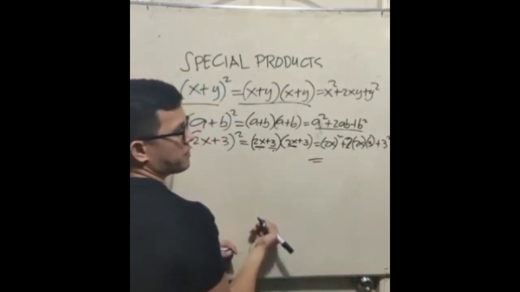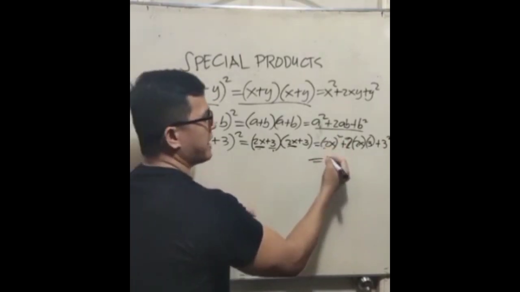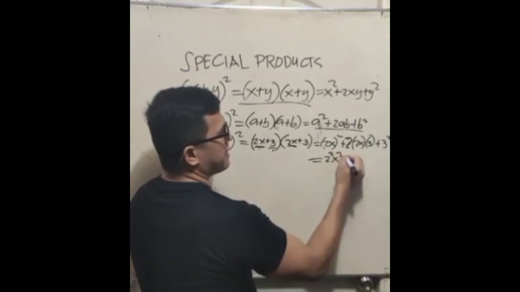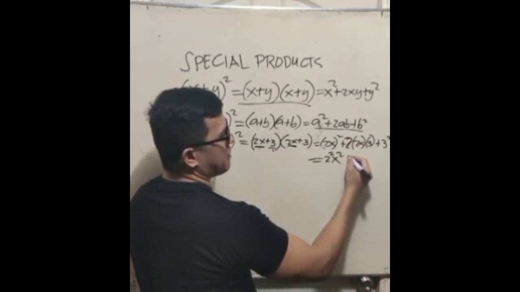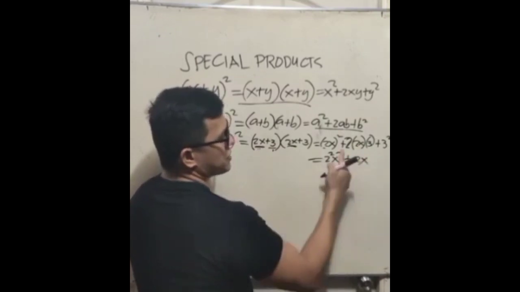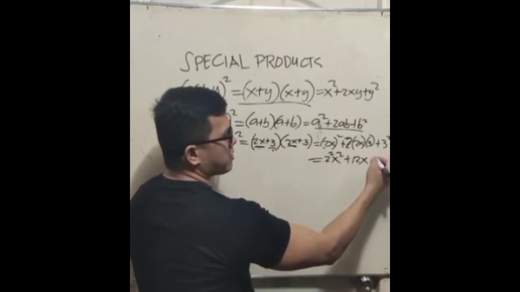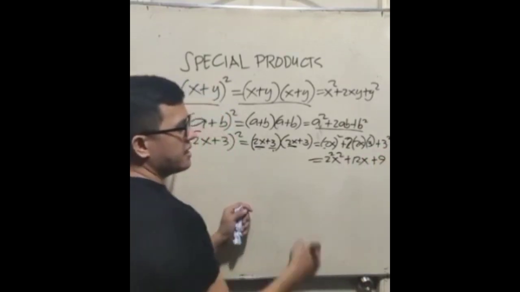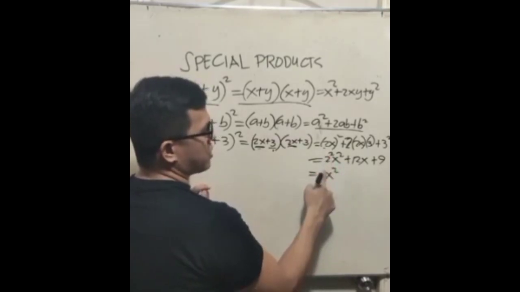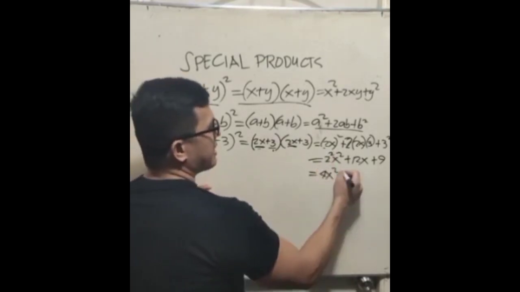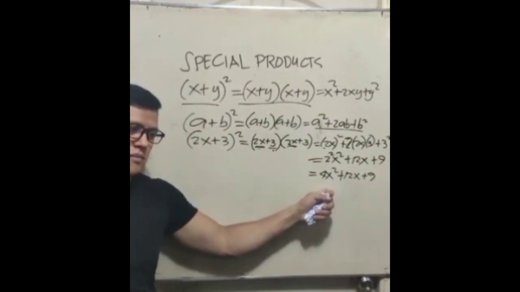Okay, there you go. If we are going to have this one, 2x squared, we have 2 squared x squared. And then 2 times 2x times 3, that is plus 12x, right? Because 2 times 2 is 4 times 3, that's 12, and then multiply x. And 3 squared, or 3 times 3, that is 9, right? Expanding this, we have 4x squared, because 2 squared is 4, and then plus 12x plus 9. Okay, there we go. We have the expanded form of this one.